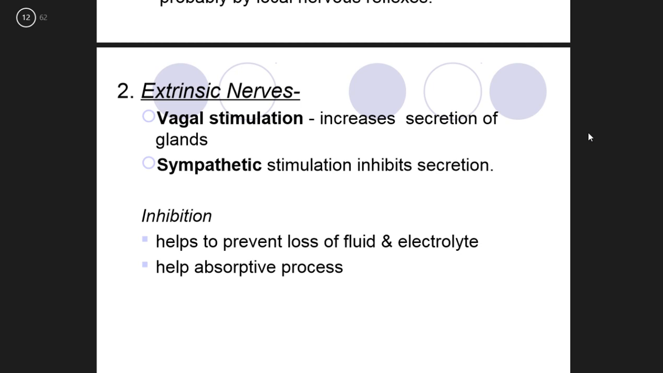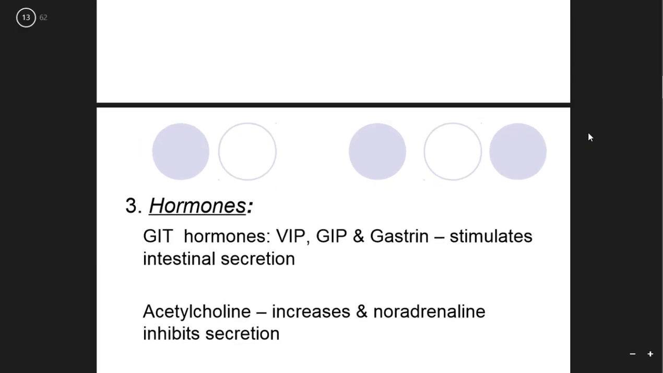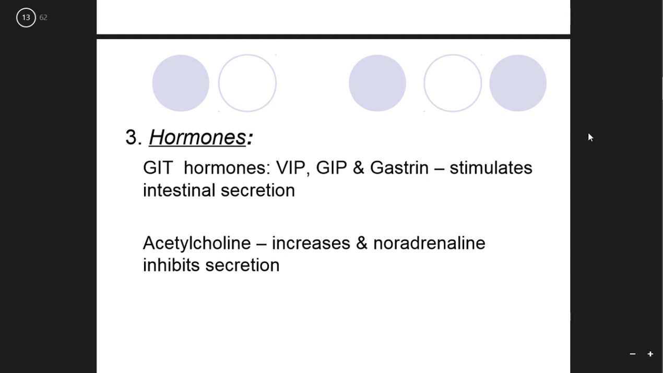Second will be nerves. Vagal stimulation means secretions get increased. Sympathetic stimulation, on the other hand, inhibits the secretion. The parasympathetic has to work out with the secretion. The actual role is to prevent the loss of fluid and electrolytes, because basically they need to get absorbed.